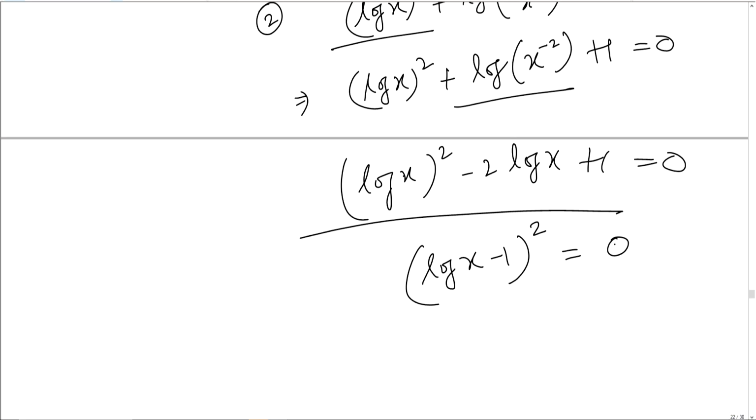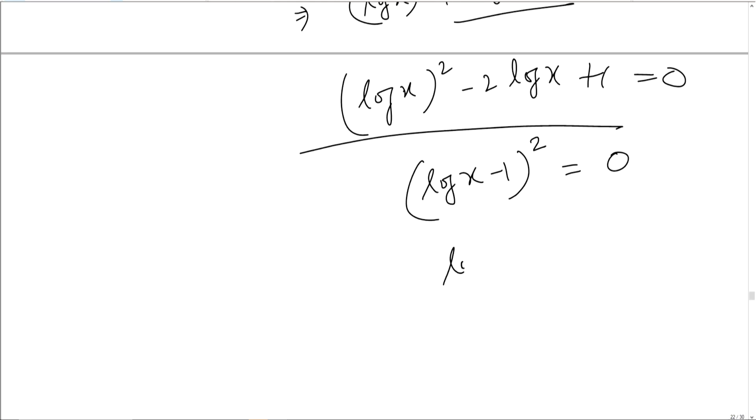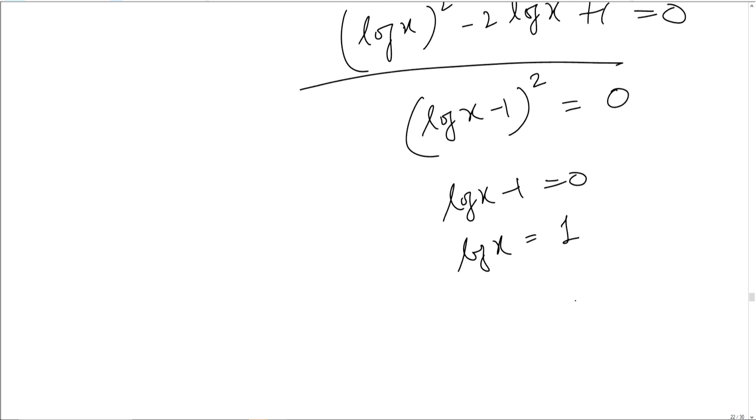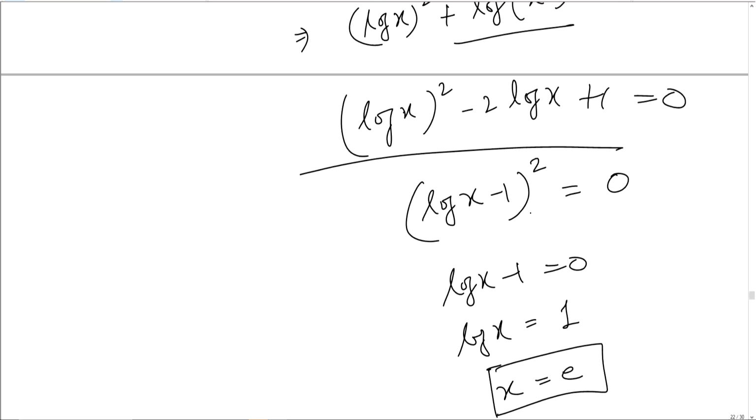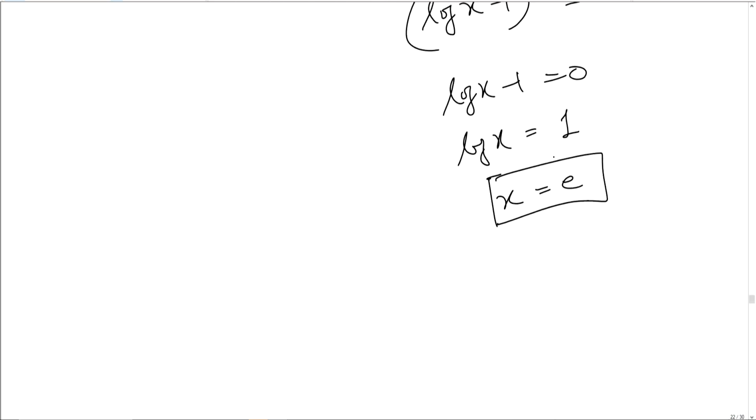Now, this thing is equal to 0. So, that means log x minus 1 equals 0, and that means log x has to be equal to 1. So, in what situation would log x be equal to 1? Well, when x equals e, or whatever base you have. So, that is the solution for this. This is how you solve problem 2.